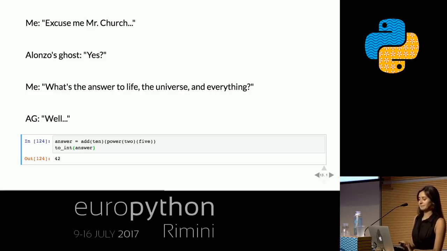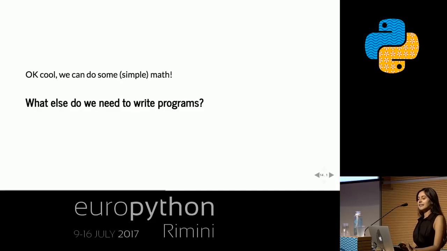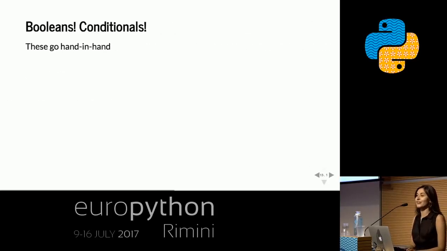Feel free to disagree. Okay, so we've done math, that's cool, but that's not all our jobs entail as programmers. What else do we need? Oh, somebody said conditionals, because I planted them there in the audience beforehand. No, I didn't. But yes, we do need conditionals. And in order to do conditionals, we need Boolean values, right? Because these sort of go hand in hand.